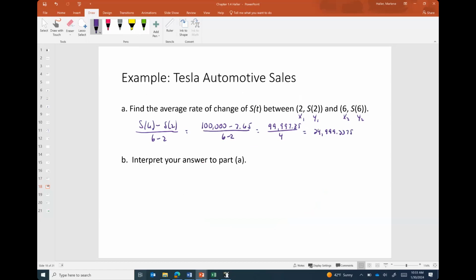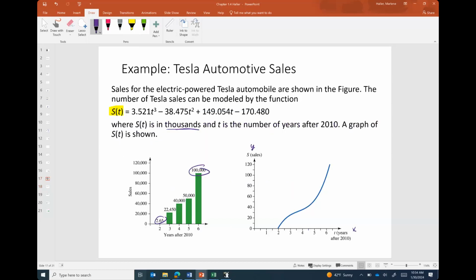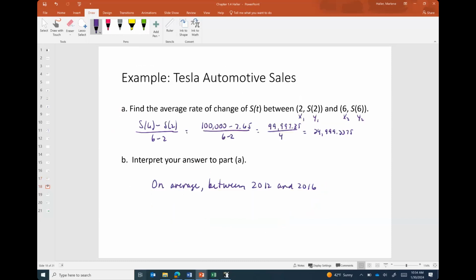All right. So to interpret that answer, we might say, on average, between 2012 and 2016. Now it's 2012 and 2016 because look, the data is years after 2010, and 2 years after 2010 was 2012, 6 years after 2010 was 2016. Okay, so on average between 2012 and 2016, Tesla sales increased because it's positive, increased by 24,999.3375 thousand dollars per year.